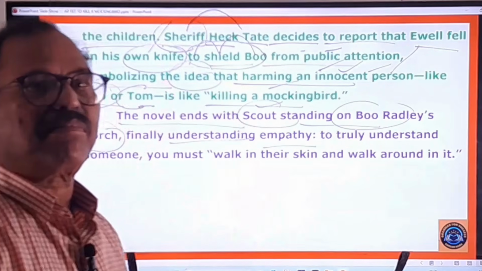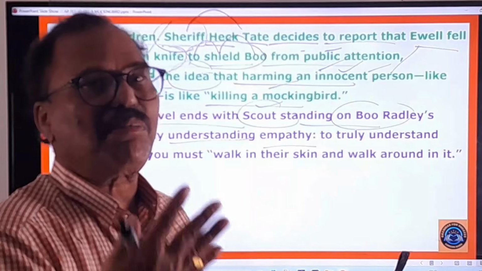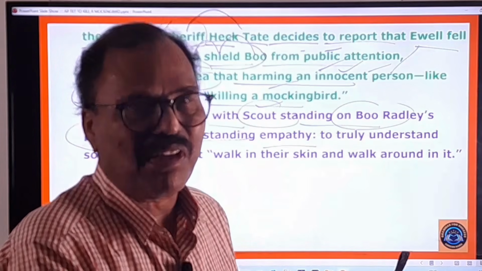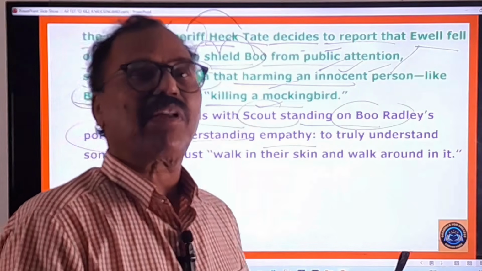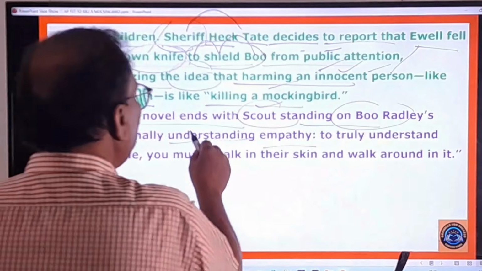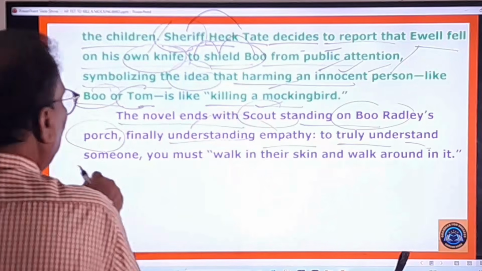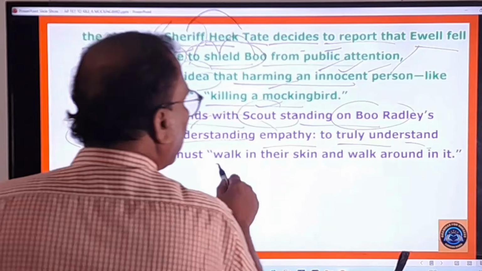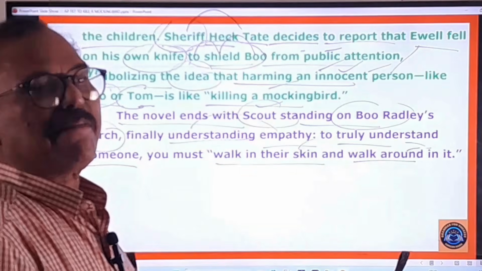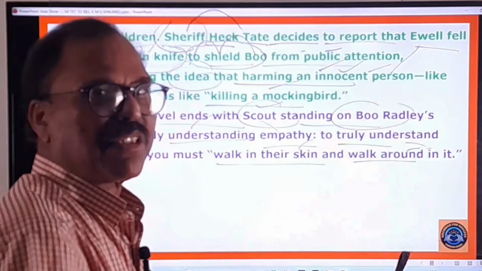And getting involved in their troubles, getting involved in their sorrows and helping them in person. That is called empathy. So that is understanding empathy. Truly, what is empathy? To truly understand someone, you must walk in their skin and walk around in it. You must help them practically in their problems.